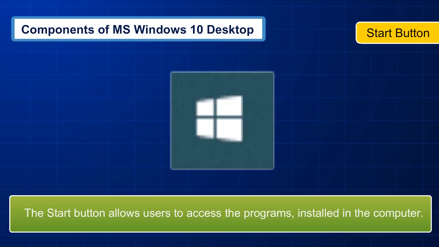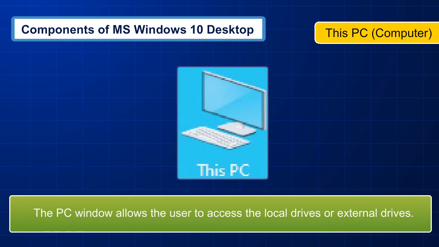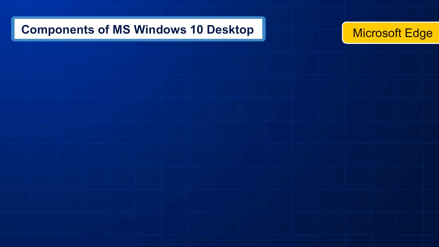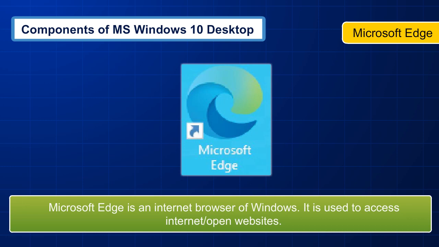Start button. The Start button allows users to access the programs installed in the computer. This PC: this PC window allows the user to access the local drives or external drives. Network: Network can display the other computers, network printers, and other network resources, drives. Microsoft Edge is an internet browser of Windows. It is used to access the internet and open websites.